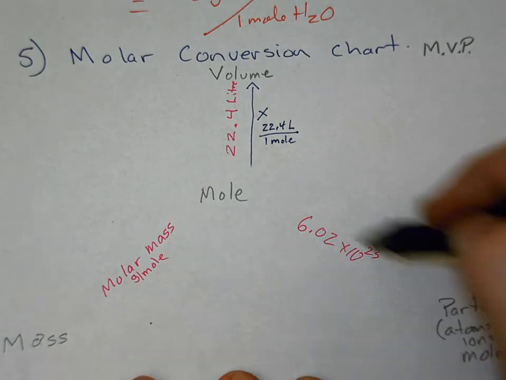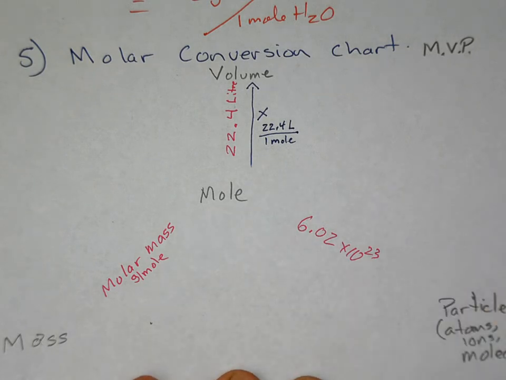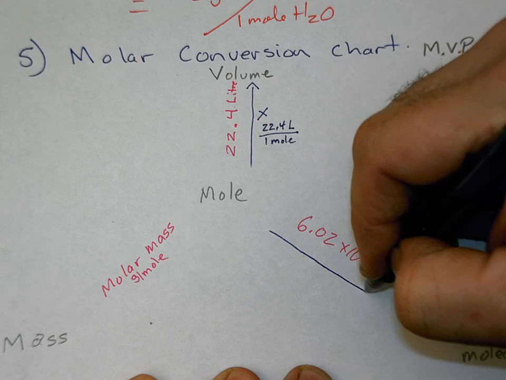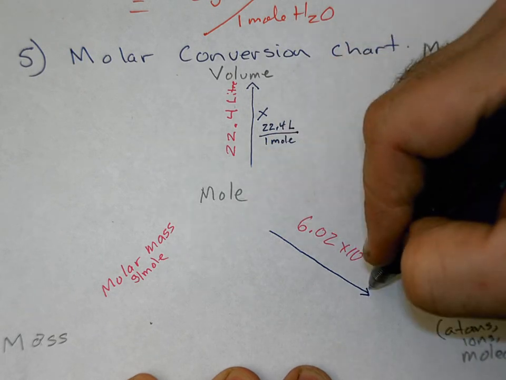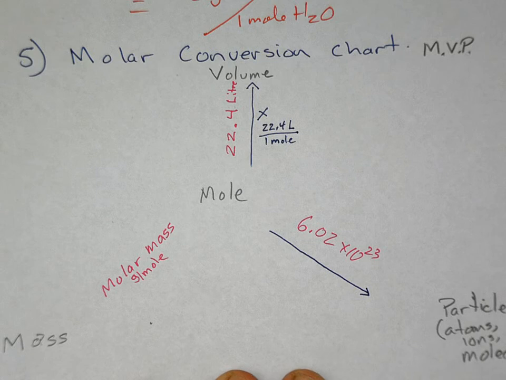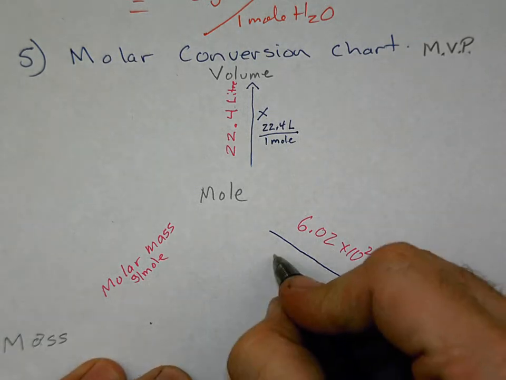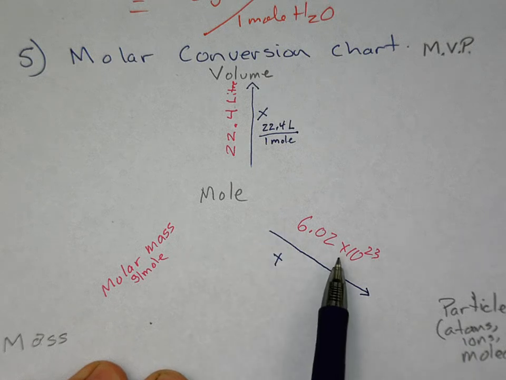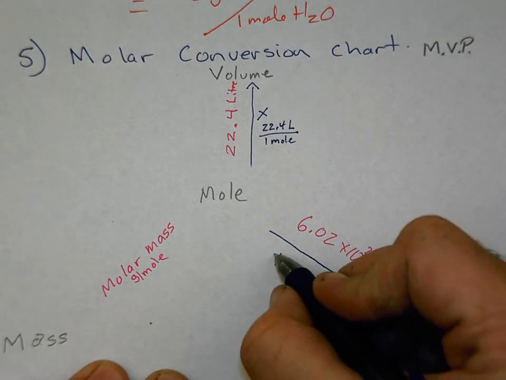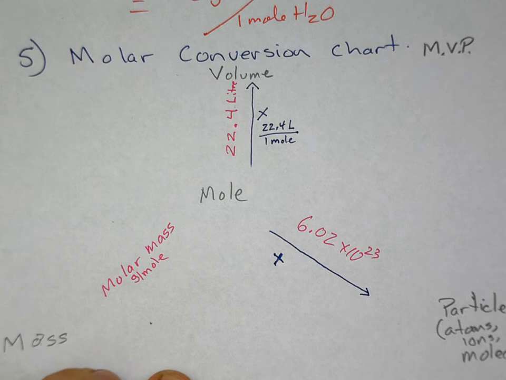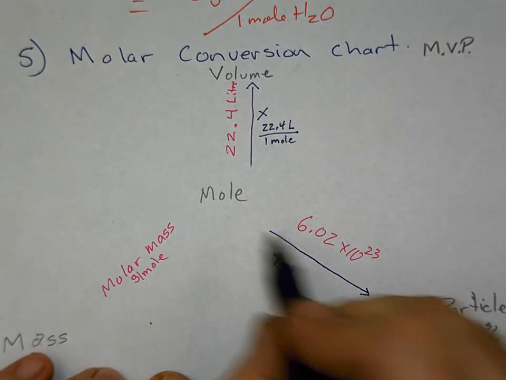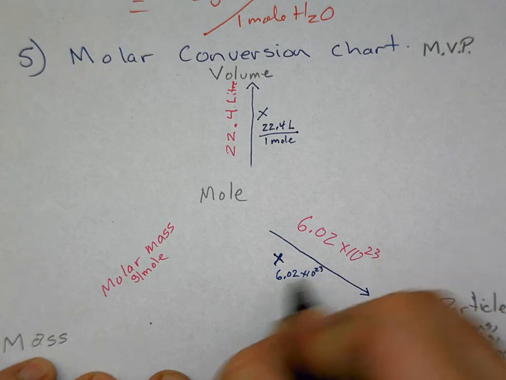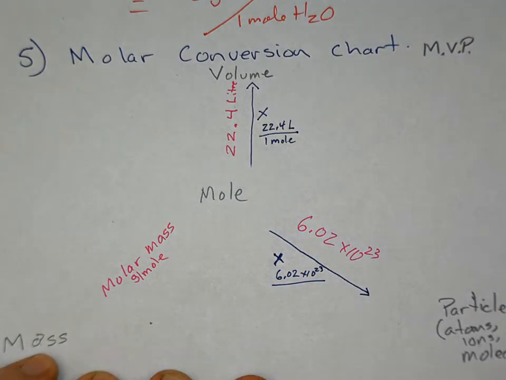Now for our friend over here, if we're going from a mole to number of particles, we're going to draw the arrow going away. Again, I'm doing all the arrows away from the mole first. When we go away from the center of this chart, we are multiplying. So if you want to change your moles of a material into number of particles, you're going to multiply by Avogadro's number. This is my times symbol on there. In this case, your conversion factor would be 6.02 times 10 to the 23 divided by 1 mole.